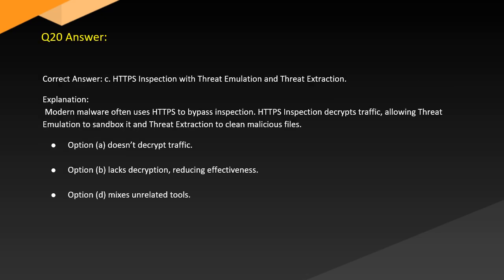Answer. Correct answer: C. HTTPS inspection with Threat Emulation and Threat Extraction. Explanation. Modern malware often uses HTTPS to bypass inspection. HTTPS inspection decrypts traffic, allowing Threat Emulation to sandbox it, and Threat Extraction to clean malicious files. Option A doesn't decrypt traffic. Option B lacks decryption, reducing effectiveness. Option D mixes unrelated tools.